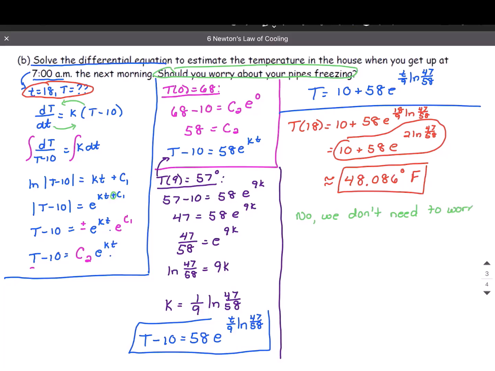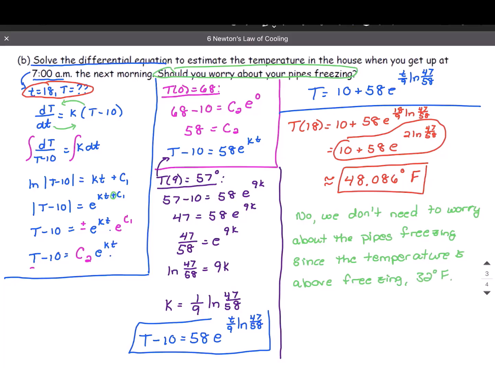Now, this is a question you might actually have to worry about as an adult, as a homeowner, depending on where you live. You always say, when am I going to use this stuff? Since the temperature is above freezing, which is 32 degrees Fahrenheit. And it's no fun when your pipes freeze. I have had that happen. It's not a fun thing.